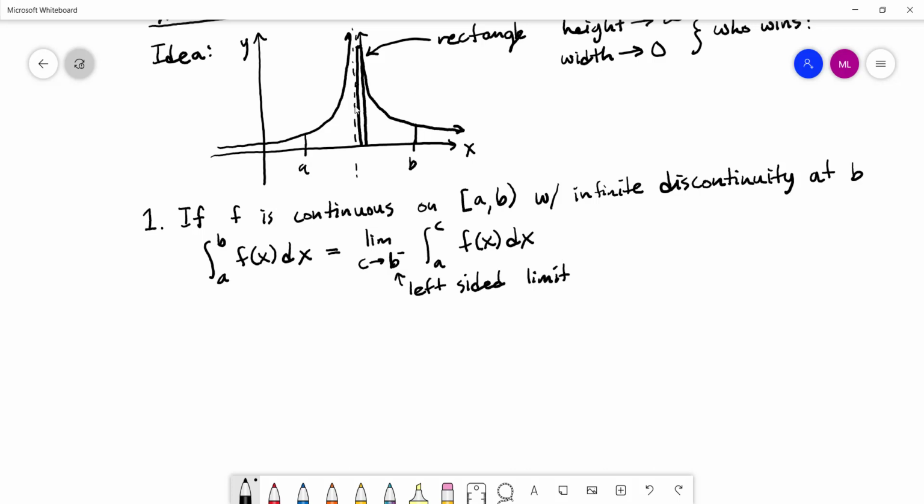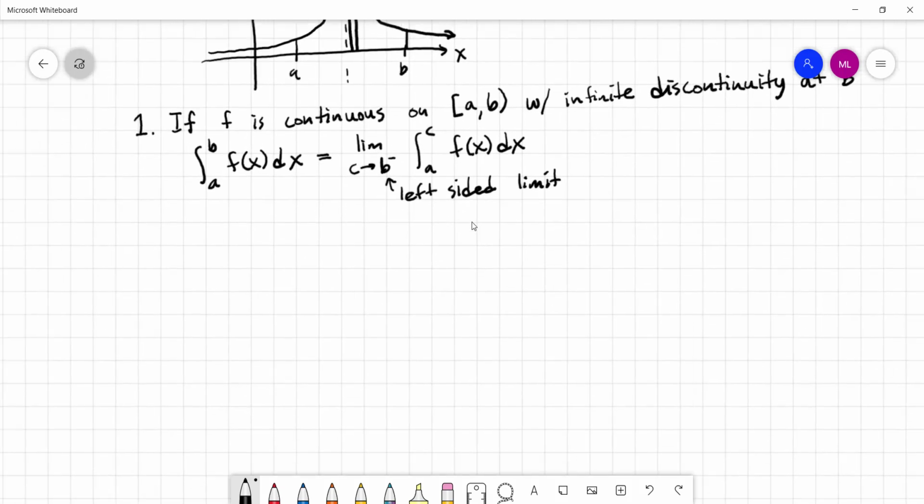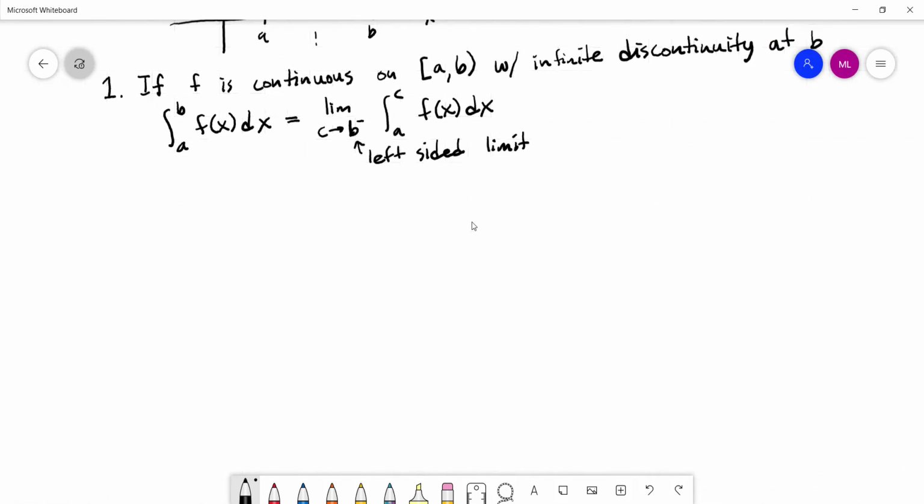This is in the case where our discontinuity is at the right side of our interval. So instead of going all the way there, I'll just go just to the left of it. Take a left-sided limit, just to the left of where that discontinuity occurs. And again, if this limit exists, then the integral converges. And if the limit doesn't exist, then the whole thing diverges. Or we could have the discontinuity be at the left side instead.